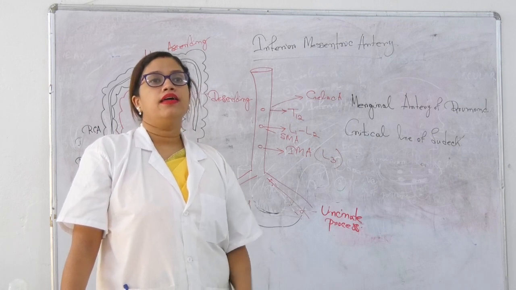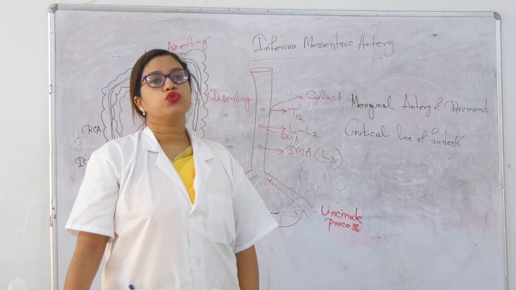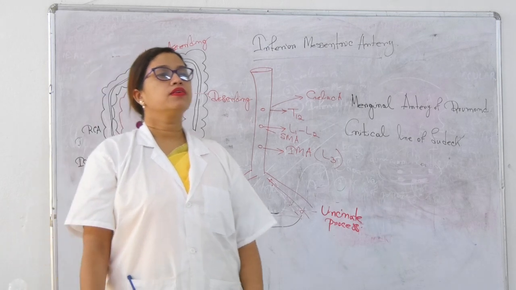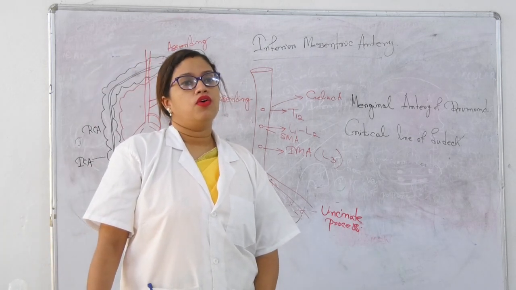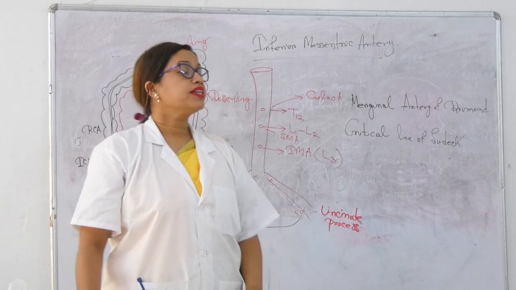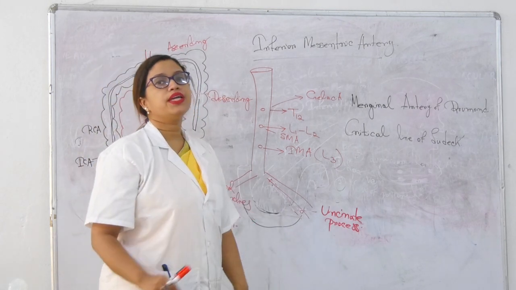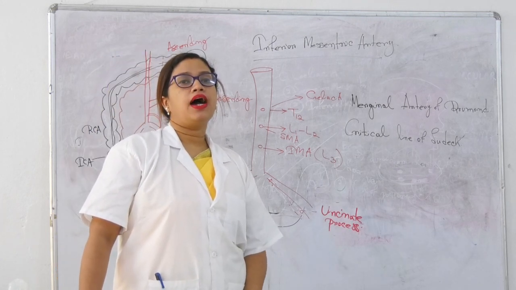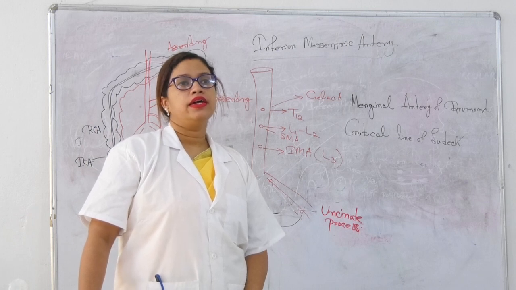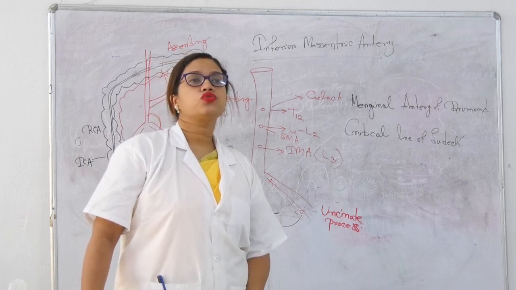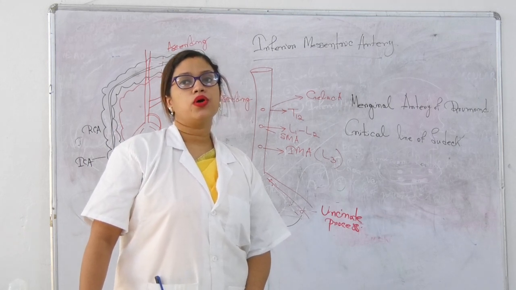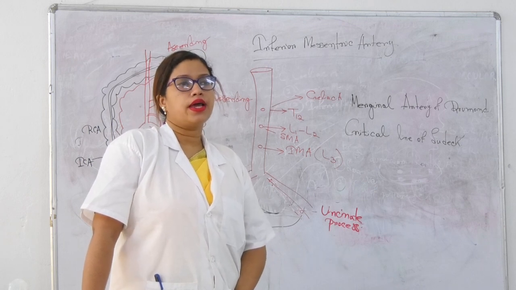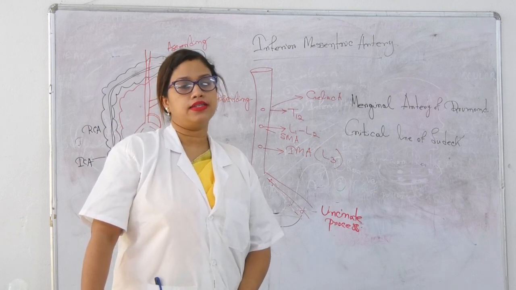Okay, then next one is critical line of Sudeck. What is that? So occasionally, write it down, occasionally the inferior sigmoidal artery does not anastomose with the superior rectal artery. Does not anastomose with superior rectal artery.